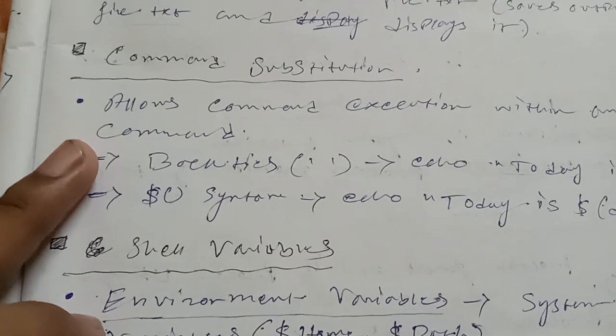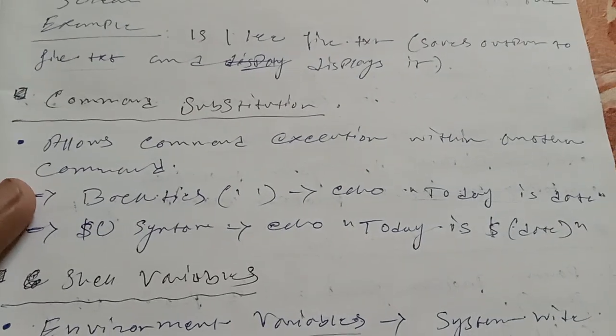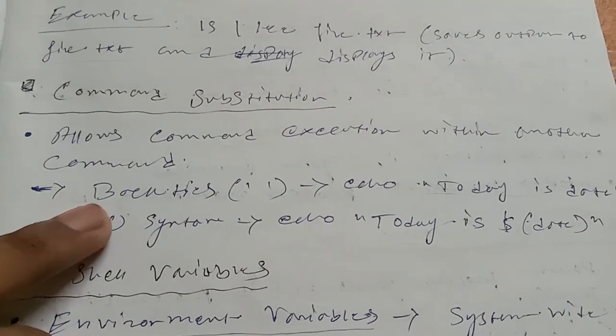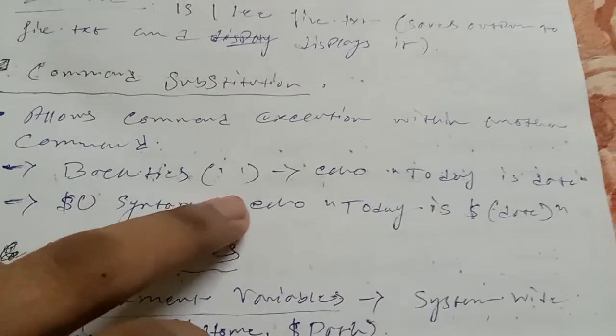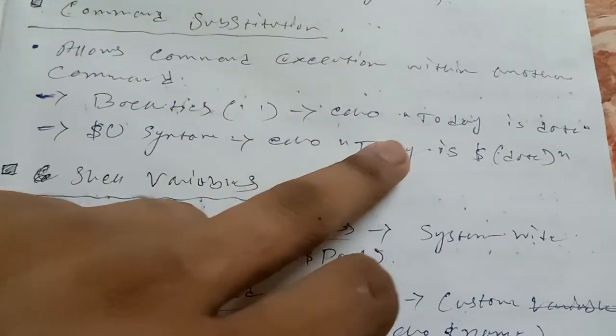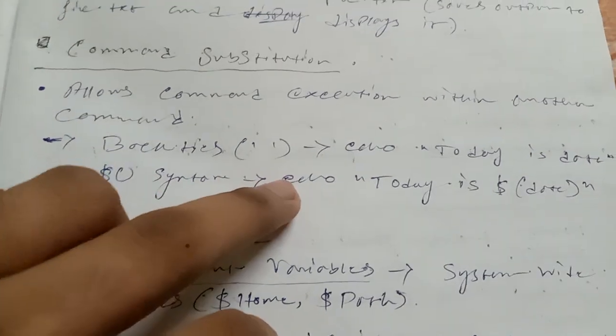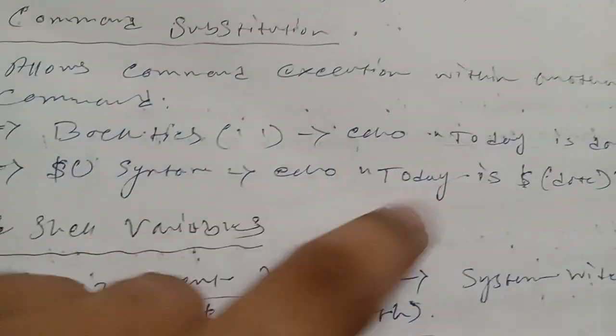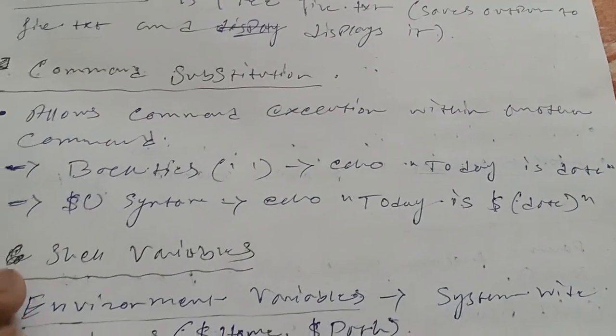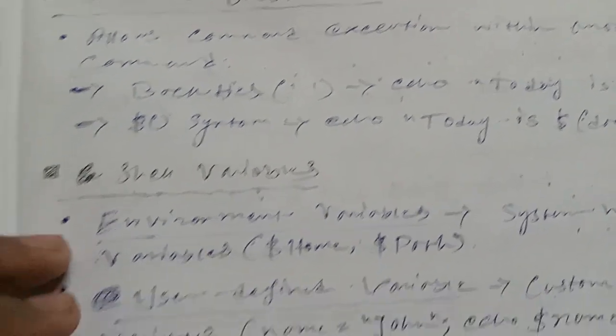And then command substitution allows command execution within another command, for example in a batch file. In syntax, echo today is dollar parenthesis date parenthesis. This is how it prints the date.